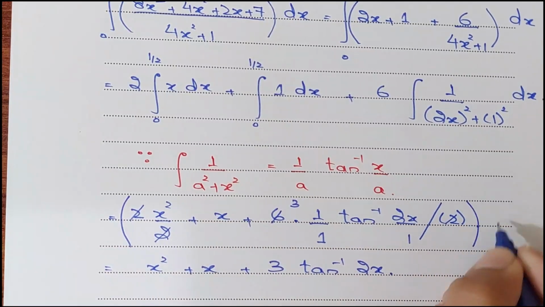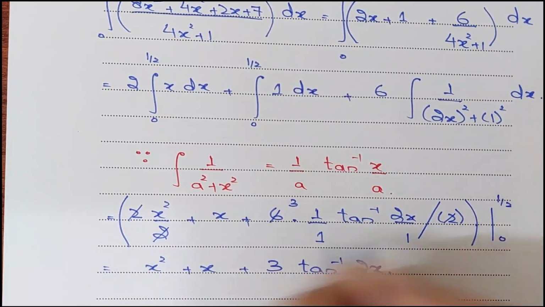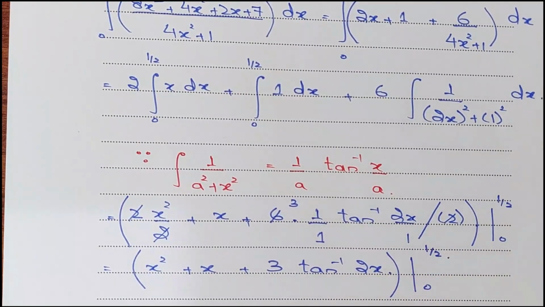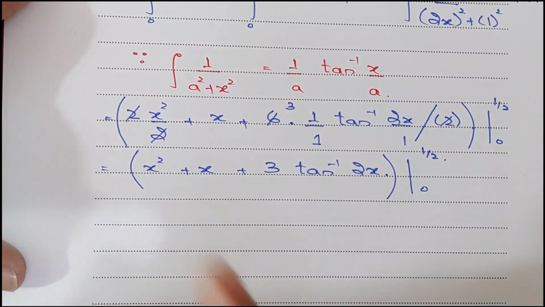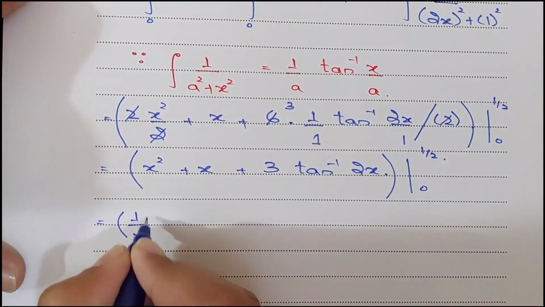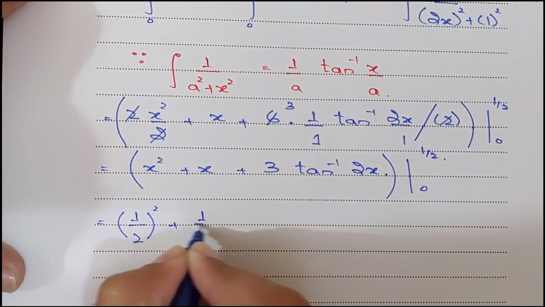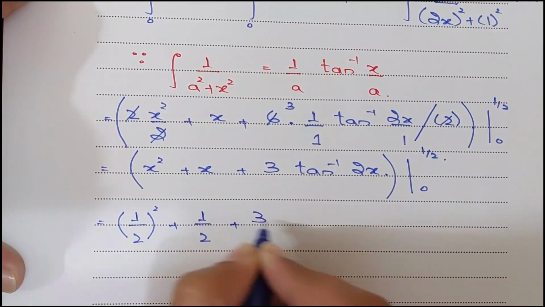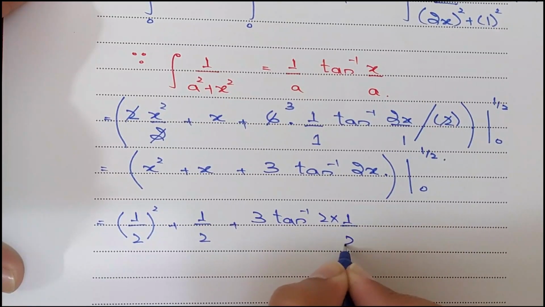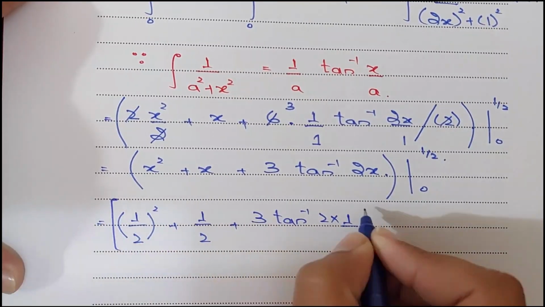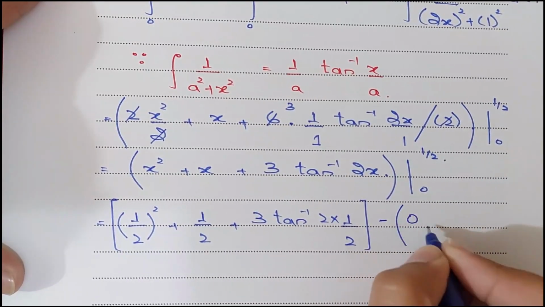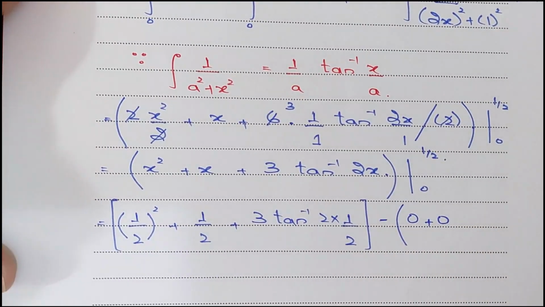And it is a definite integral from 0 to half. We have to substitute the limits, upper and lower limits, right? So let me substitute the limits first. So the upper limit is 1 by 2 square plus 1 by 2 plus 3 tan inverse 2 times 1 by 2. This is the upper limit, minus the lower limit, which is 0 plus 0, and what is tan inverse of 0?